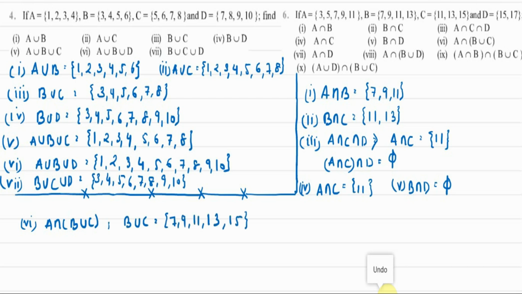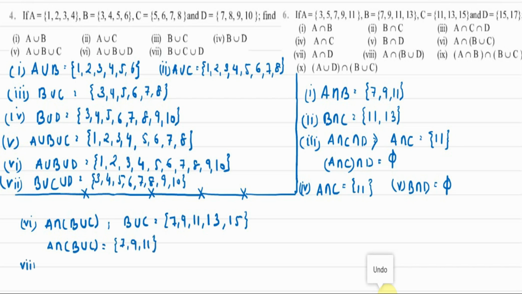Now we have evaluated B union C. Now we are taking the intersection A intersection (B union C). That means we will write down the common elements of set A and the set that we have got after resolving the union operation, that is B union C. Let us see what are the elements of set A. It has 3, 5, 7, 9, 11. B union C has 7, 9, 11, 13, 15. So the common elements are 7, 9 and 11. So this is our desired set.